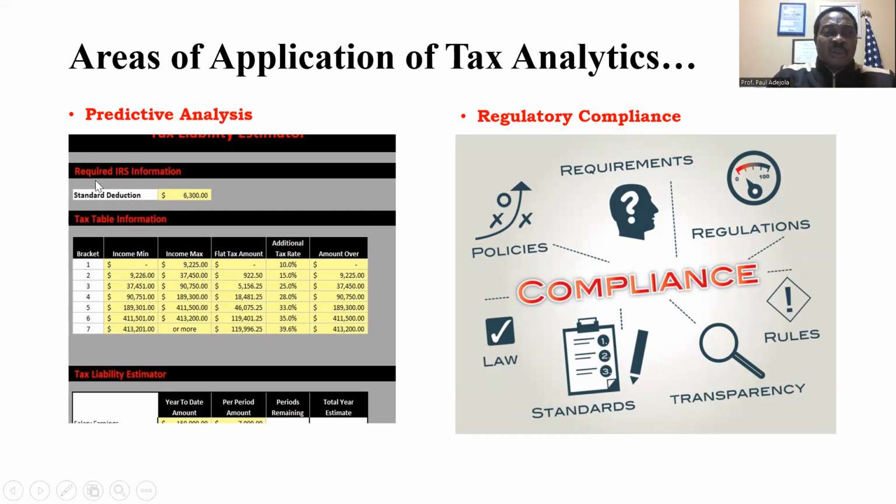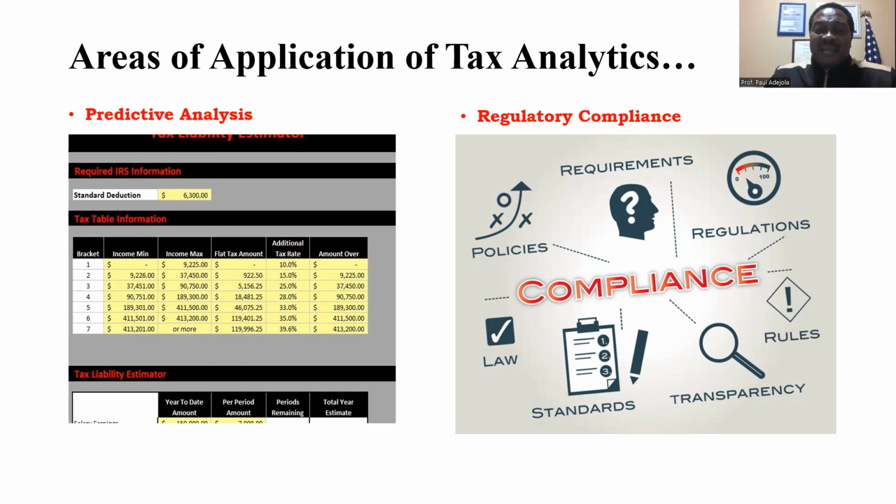Just as we are seeing on the screen here, predictive analysis requires IRS information. You have the table information: income minimum, income maximum, flat tax, additional tax rate, then amount over. Can you see that? Because you already have a clue of the tax rate, you have the data of the income you have made, and you have the percentage to be applied. So it will give you an idea of what to pay, so that when it is time to pay, it won't be a problem. You plan on how to meet up with the payment.